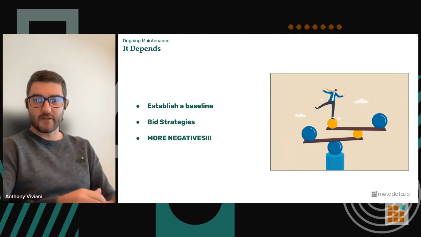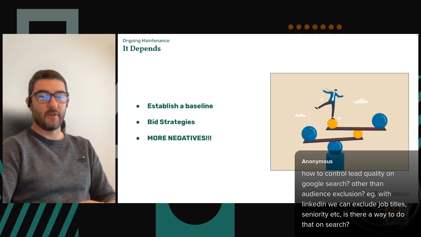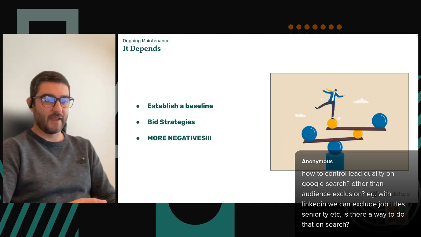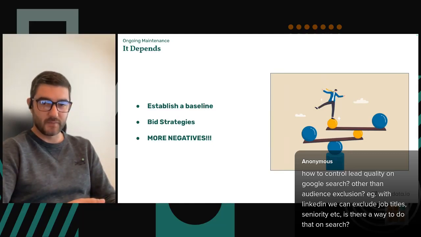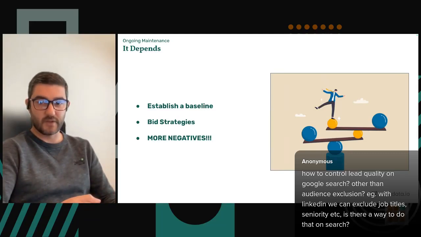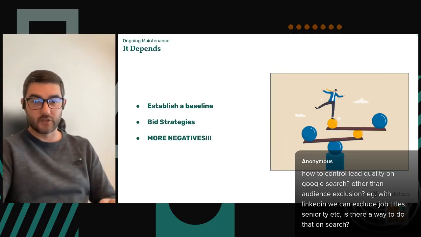So we have a question here: how to control lead quality on Google search other than audience exclusion? Example, LinkedIn, we can exclude job titles, seniority. Is there a way to do that on search? So yes, like I had mentioned, is creating a contact list of current customers, competitors. If you have a contact list of individual job titles that are not a good fit for your ICP, export that as a contact. And again, they need to match a G Suite or a Gmail, and it has to be over 1,000 users. So that would be how I would exclude or try to control some lead quality.